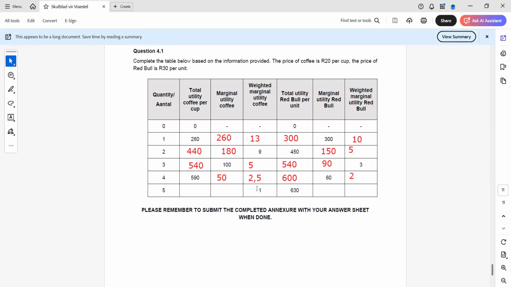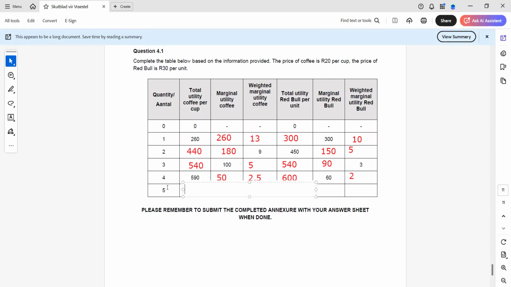Then on the last row, we're only given the weighted marginal utility here. To get this weighted marginal utility, we took the marginal utility and divided by 20. So to go back, we're going to multiply: 1 times 20, you get 20. To confirm, 20 divided by 20 gives 1, because weighted marginal utility is marginal utility divided by the price. So this one is correct.